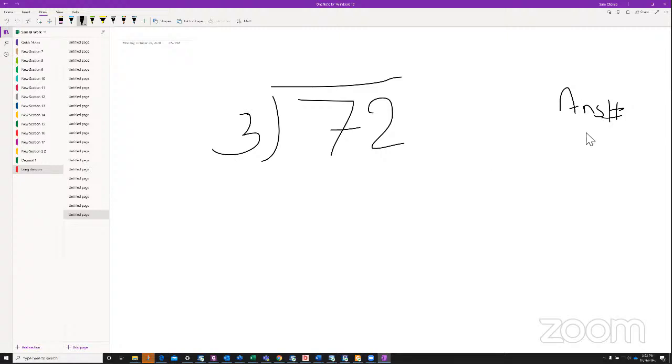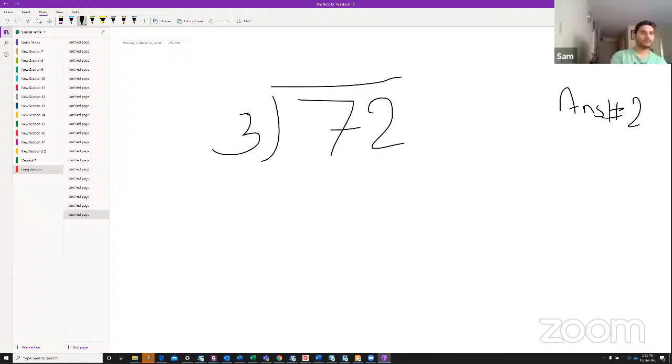$24. 24. Okay. Let's see if the 24 is the right answer. So we're going to do it one at a time. We're going to do the 7 first. If you multiply 3 by 2, it's going to be 6. So let's do 2. 3 times 2 is going to be 6. So 7 minus 6 is going to be 1.